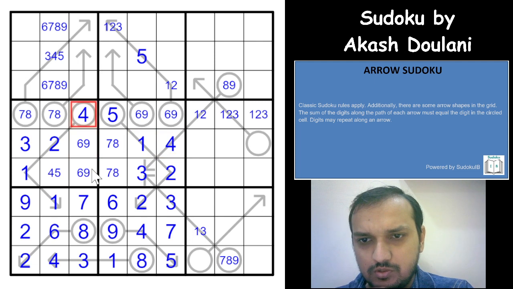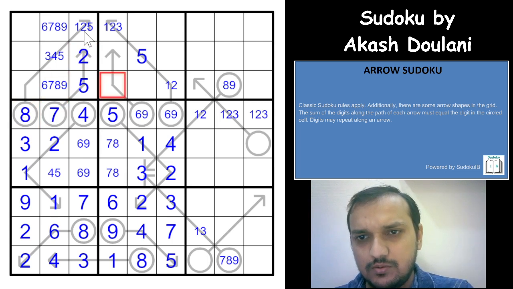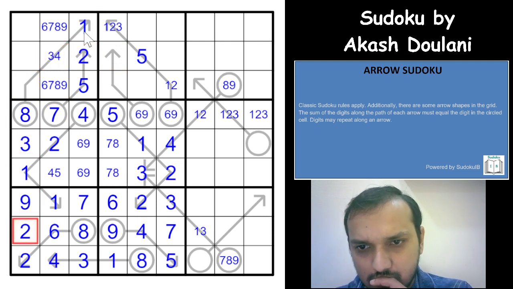Seven is not possible in any of these cells. So 1, 2 and a 5. 5 is not possible here. 7 and 8. So 5 would have to be here. That gives you 2, 7, 8, 1, 3 and a 4. No, there should be a 5 here. So this is a 5. Sorry.